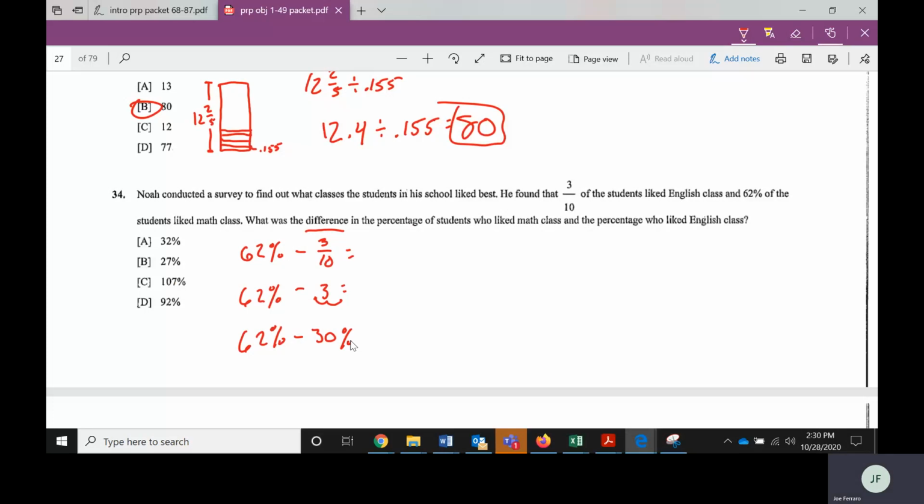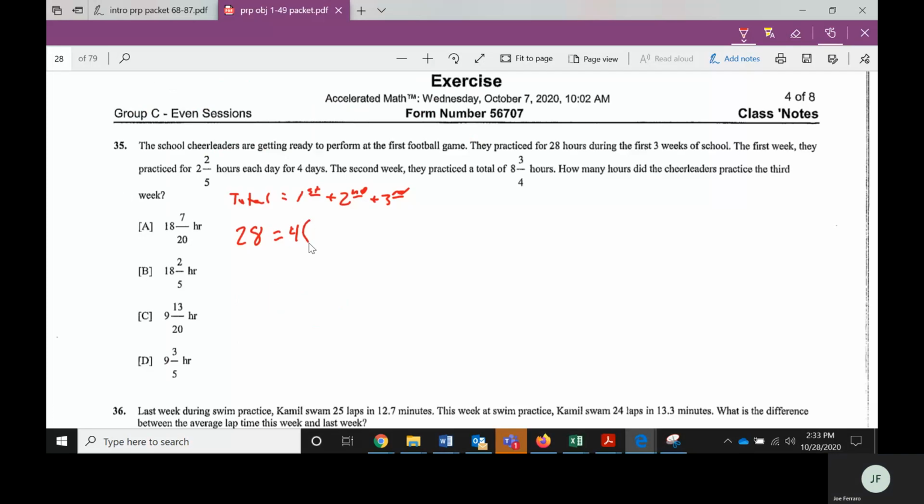Then, first week, 2 2/5 hours for 4 days. That means we have 4 days, and they went 2 2/5. So we multiply those, and we'll know how much they did the first week. The second week just says they practiced 8 3/4 hours, so we don't have to do anything there. And then the third week is what we're looking for. Okay, so let's get some numbers in here, and then we'll talk about what we need to do.